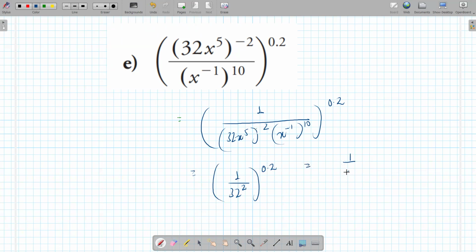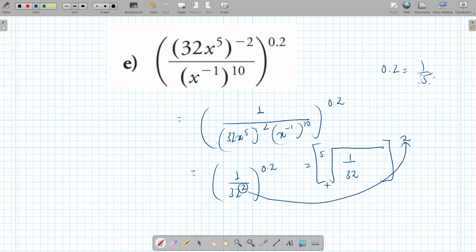So we can rewrite this as 1 over the 5th root of 32. Remember, 0.2 as a fraction is 1 over 5, which means your index is 5. This is a 5th root. 5th root of 1 over 32 squared. The squared comes on the outside. 5th root of 32 is 2, so 1 over 2 squared. The final answer is 1 over 4. So the entire thing simplifies to 0.25.